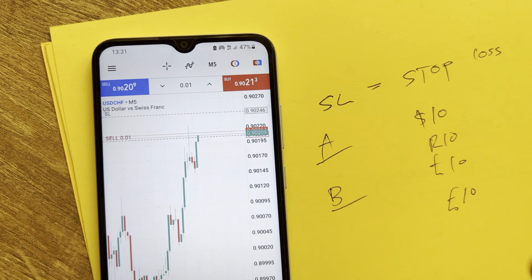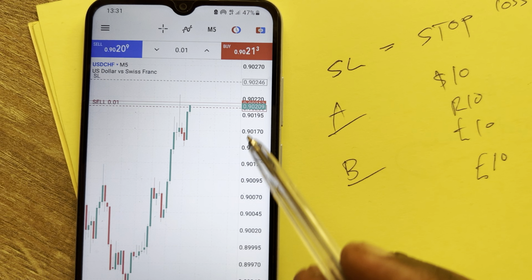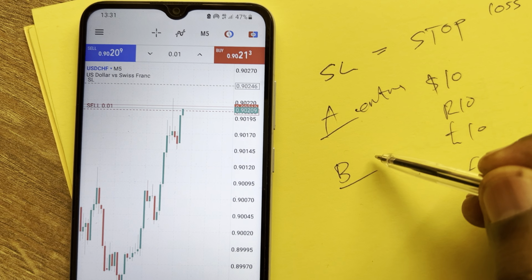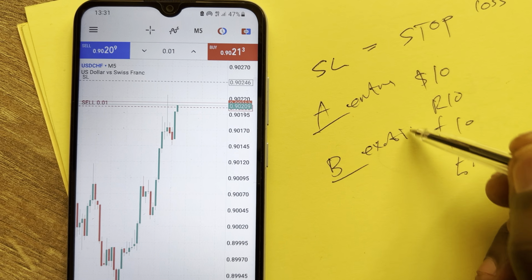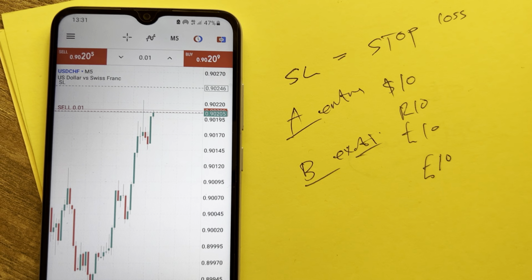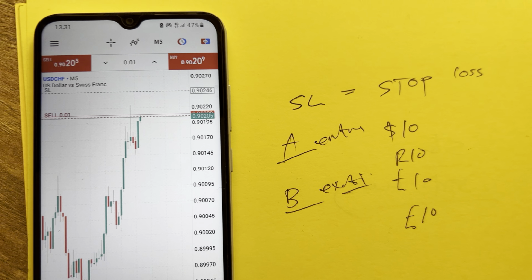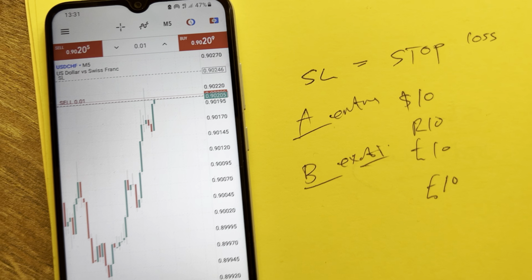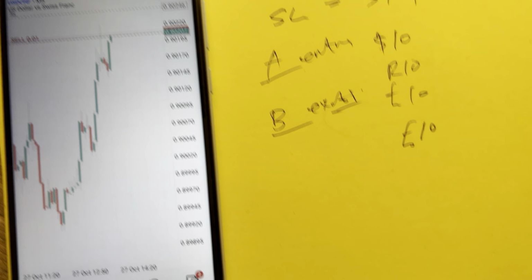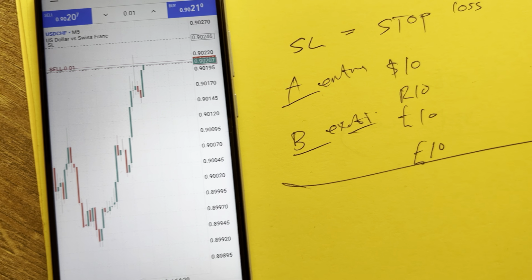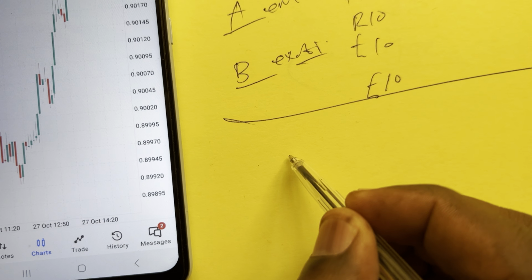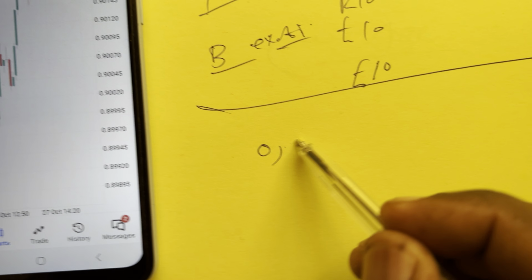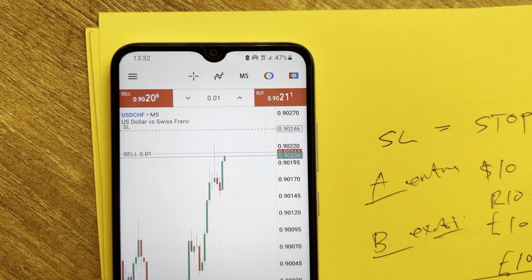Price A and price B. Price A is the entry, the price where you entered. And price B is the exit, meaning that is where the trade is going to be closed. So to count this is very simple, but it's a bit of work. We're going to say 0 point. This is the exit. We start with the exit, the bigger number, remember, so that we don't have a negative here.